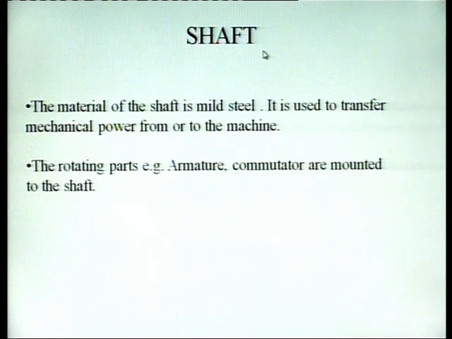Shaft. The material of the shaft is mild steel. It is used to transfer mechanical power from or to the machine. The rotating parts, for example armature and commutator, are mounted on the shaft.